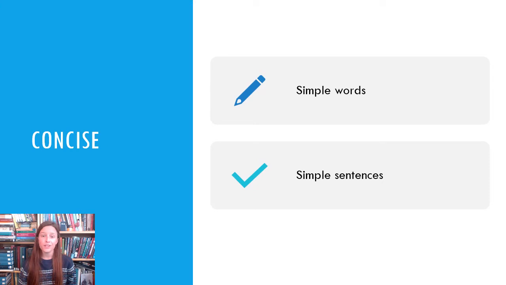It's also important to keep your sentences simple. Avoid long, rambling sentences, and try short, direct sentences instead. It's good to vary your sentences a little, but if your sentences grow longer than about 40 words, you should split them in two. This will make your work much easier to read.